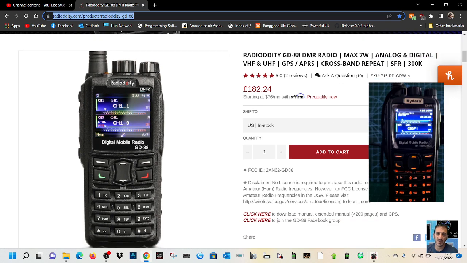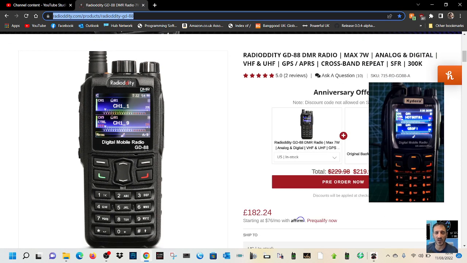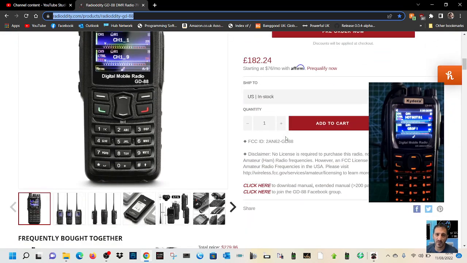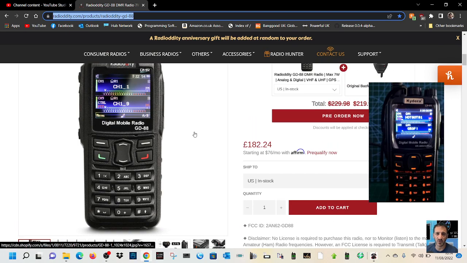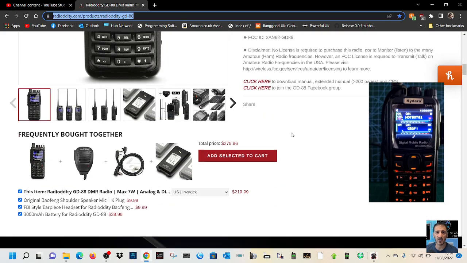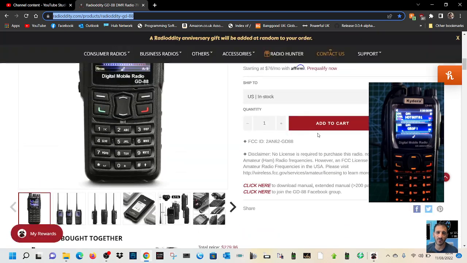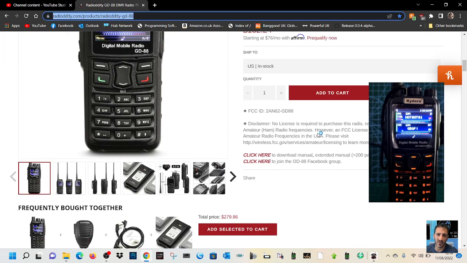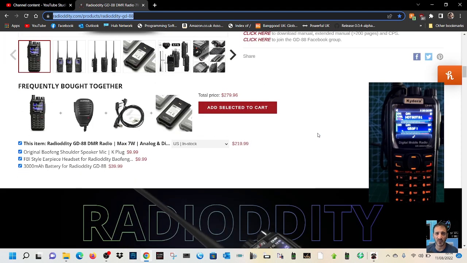If you try and get it in the UK, because of certain Brexit rules, it's a bit of a struggle to get it in the UK, but you can get it in Europe and other parts of the world. So I think it's well priced for what you get. Apparently they're doing some sort of offer where you get a free base charger that charges two batteries.